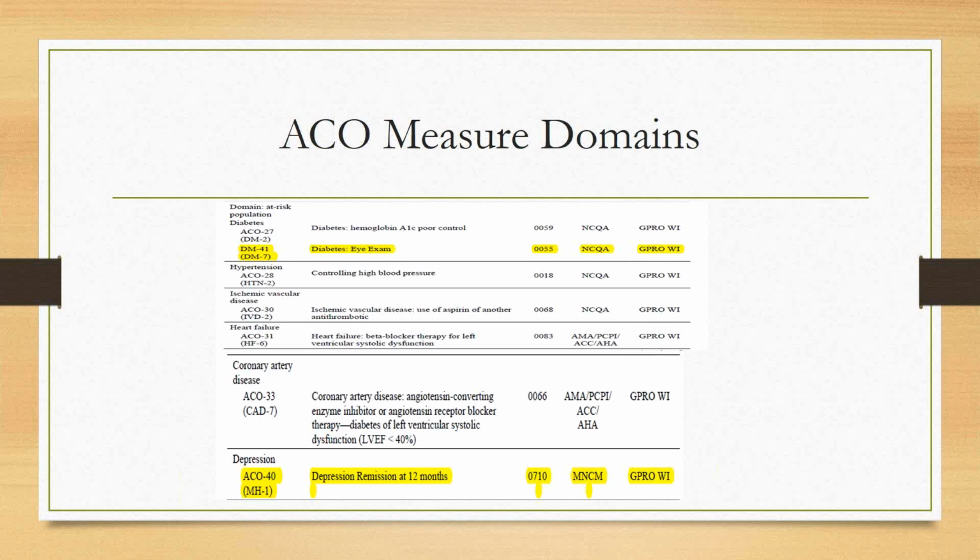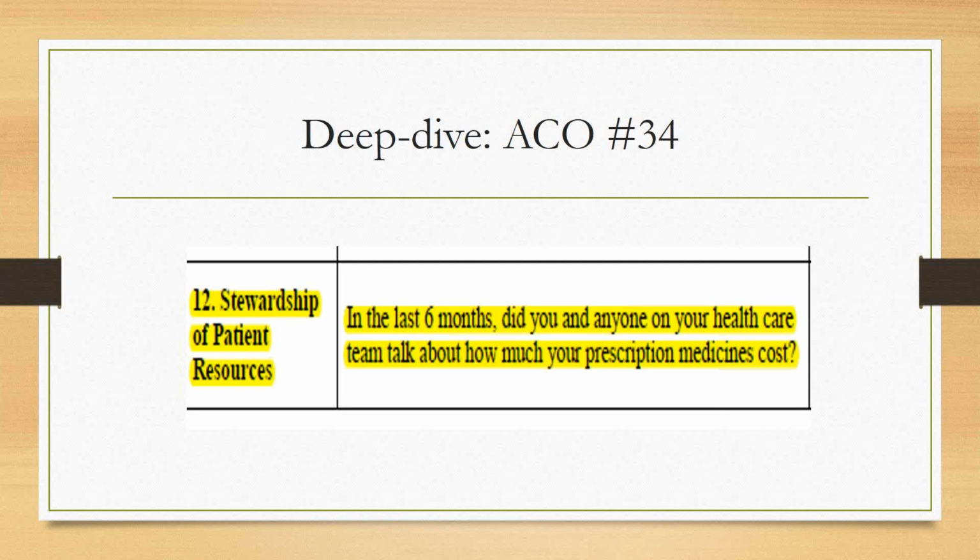And then it goes on to each one: hypertension, ischemic vascular disease, heart failure, coronary artery disease. And then we have depression. The new one that was added in is ACO measure number 40, depression remission at 12 months. And that's going to be a wireless interface submission as well, so we'll go into a deep dive with that one. If you want to move to the next slide.